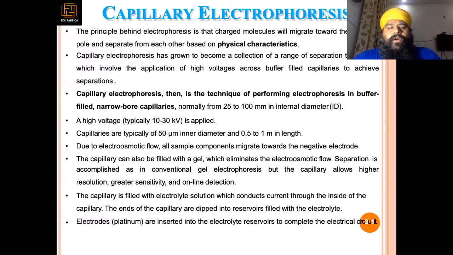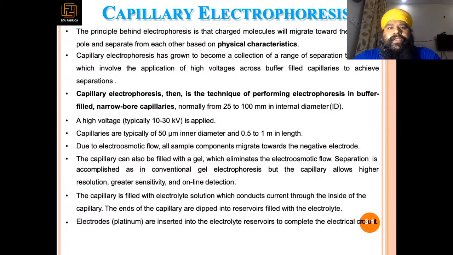Then after moving boundary electrophoresis comes the next part, capillary electrophoresis. This is also one of the famous ones. If you want to study neurodegenerative disorders, Alzheimer's, Parkinson's, prions, all the brain, then in that case capillary electrophoresis plays a big role.